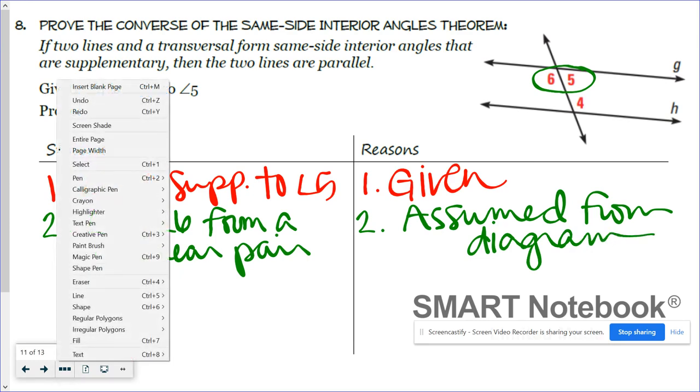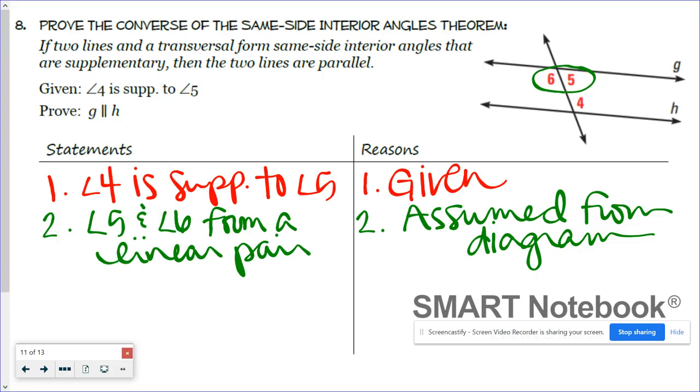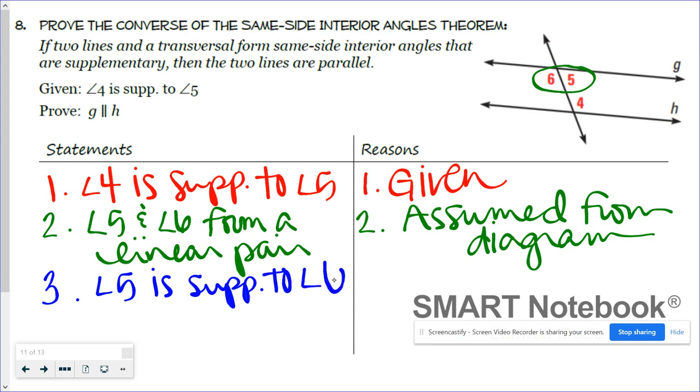And then where should I immediately go after that? You're right. I can prove they're supplementary. So angle 5 is supplementary to angle 6. And why is that? You are correct again. The linear pair postulate.